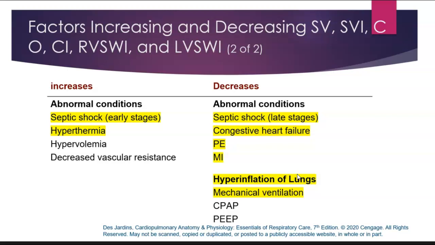Myocardial infarctions, depending on where they are, are going to affect the contractility of the heart, which will decrease my stroke volume and cardiac output. And things like mechanical ventilation. If I hyperinflate the lungs by giving PEEP or mechanical ventilation, that is going to increase pulmonary vascular resistance and again block the flow of blood from the right side of the heart to the left side of the heart, and then affect how much gets pumped out to the rest of the body.